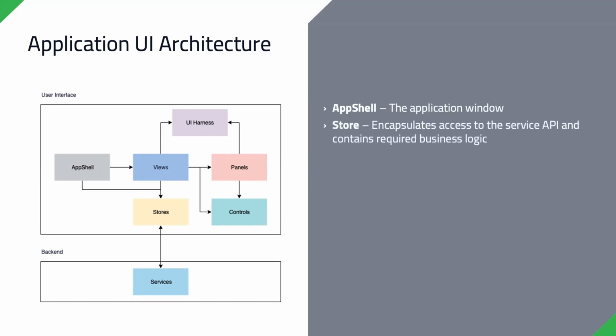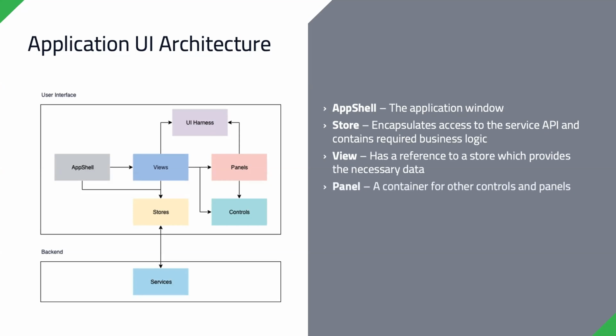And then there are stores, which basically encapsulate access to the service APIs or the backend. This is the only place that contains required business logic. So when we're talking about importing Qt plugins, your own business logic plugins that are written in C++ and something like that, or the models, the data coming in, and so on. And then the view itself is the only UI component that has a reference to a store that will then provide the necessary data to the other components, which are the panels and the controls.